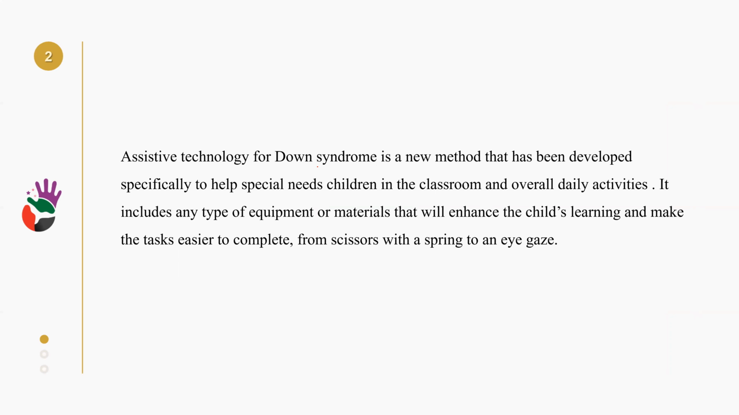Assistive technology may include any type of equipment or material that will enhance the child's learning and make the task easier for them. And it will be different, as we mentioned before, from low tech to high tech. The low tech, like using a scissor with a battery, or even using PICS, to the high tech, which is using the eye gaze.